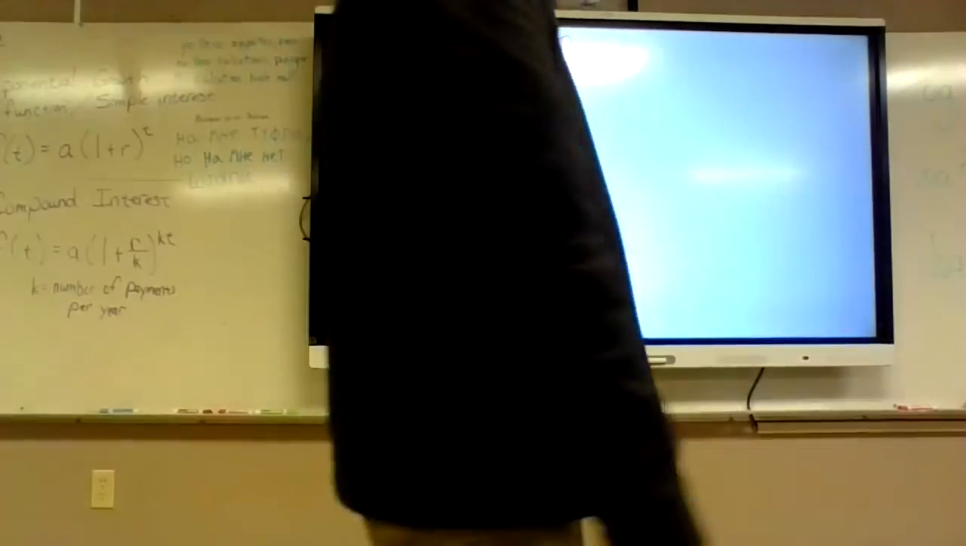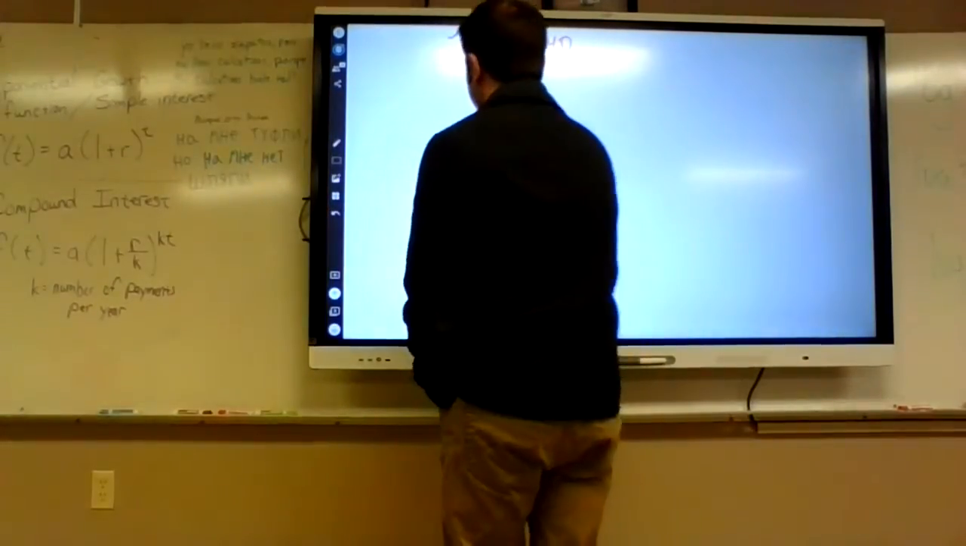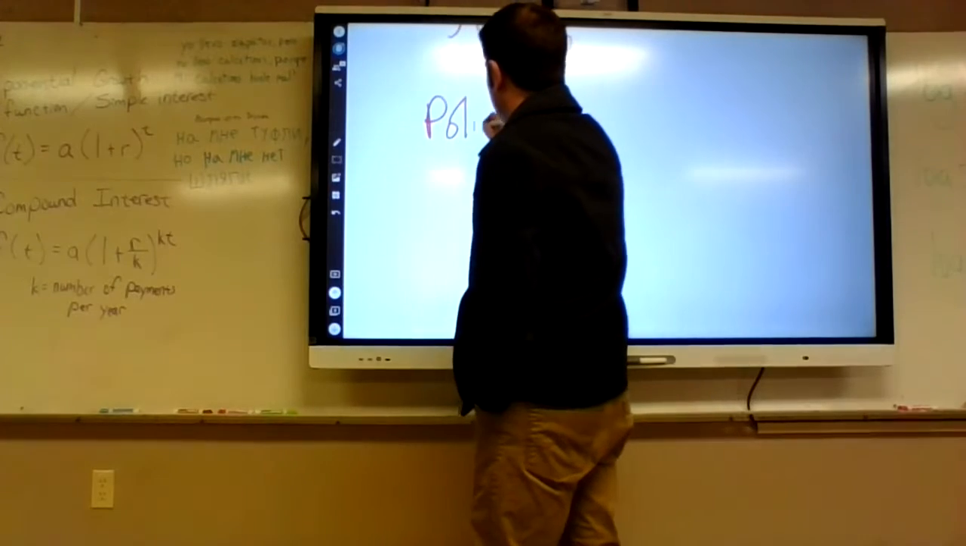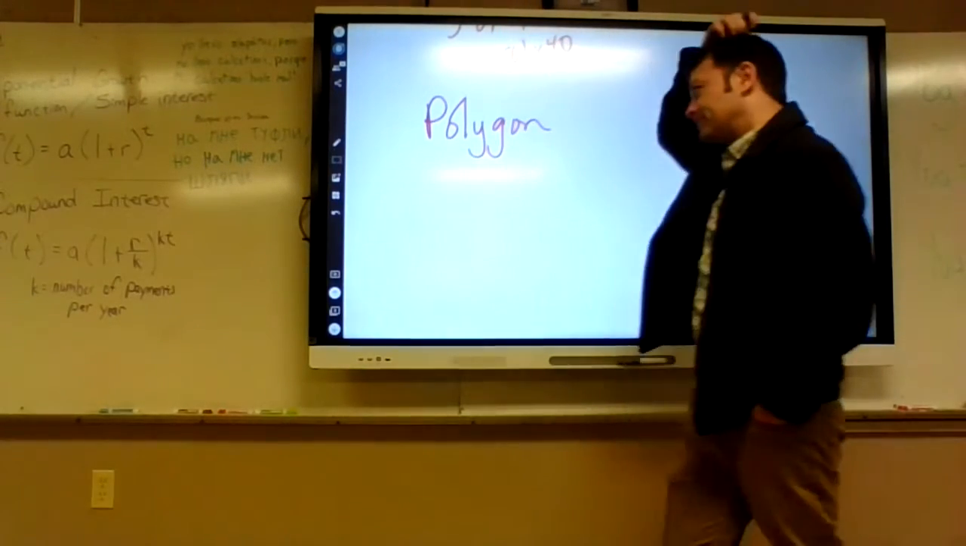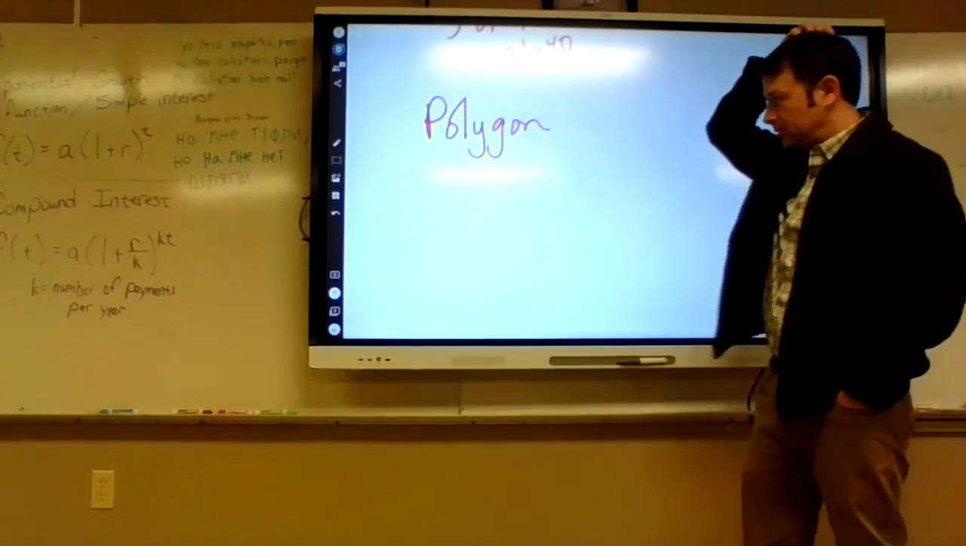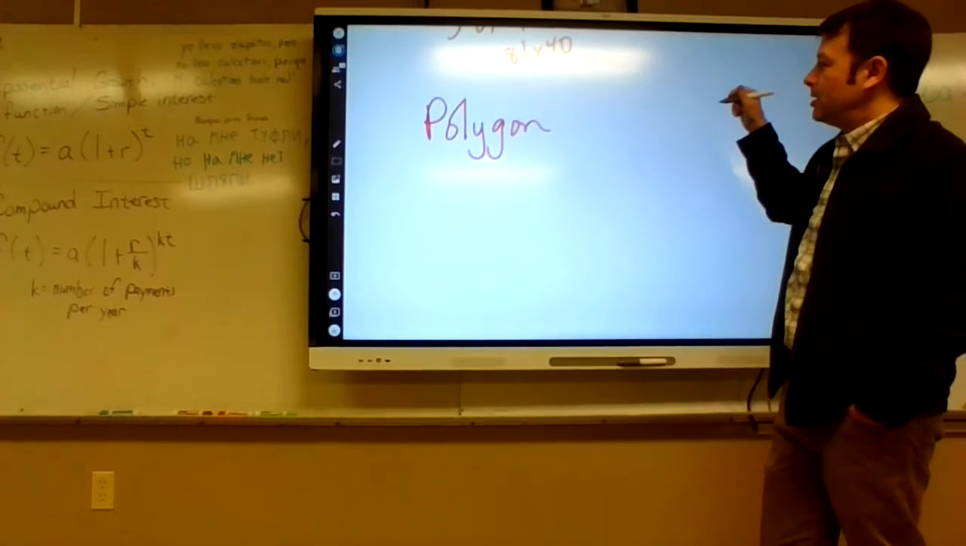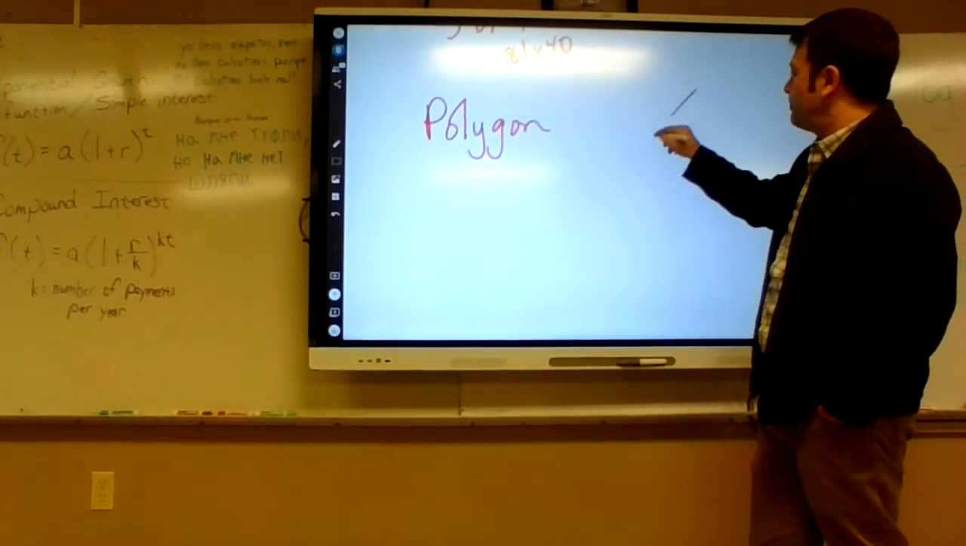All right, you guys remember what a polygon was? Oh no. Polygon? You guys like that O right there? It's a 6. Okay, looks like a fishing pole.